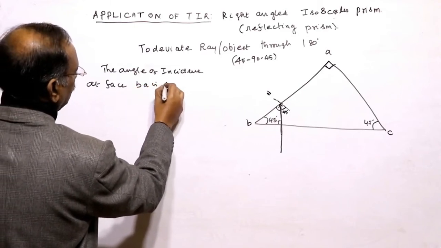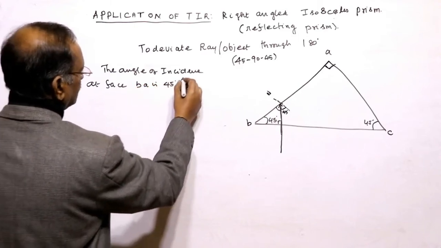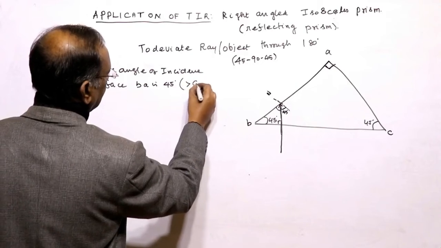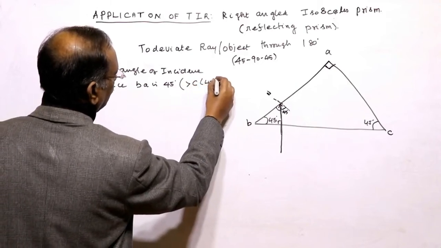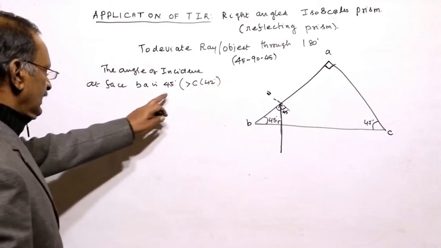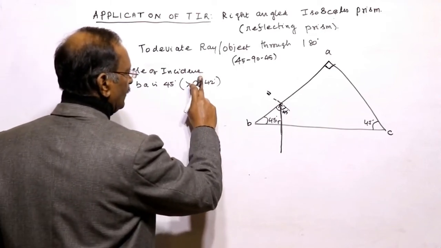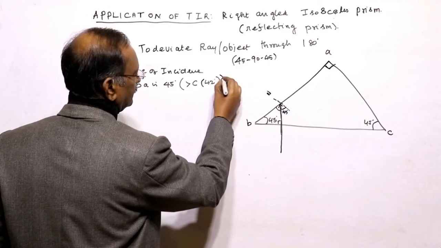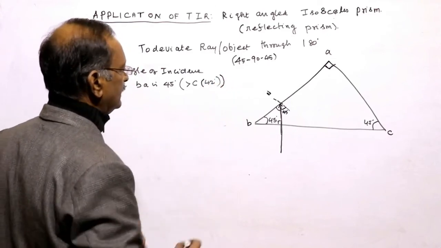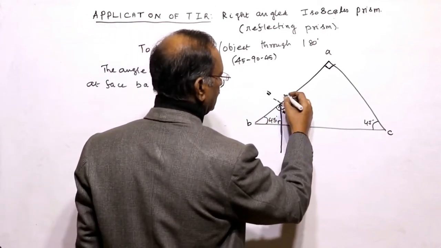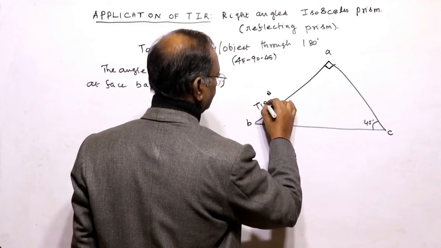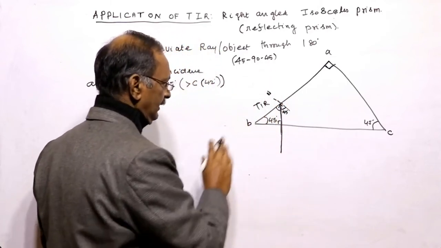at phase BA is 45 degree, which is greater than the critical angle, that is 42 degree of glass. Therefore, the angle of incidence is greater than the critical angle, which for a glass prism is 42 degree. So this ray will suffer total internal reflection. It will not emerge out of this face AB.